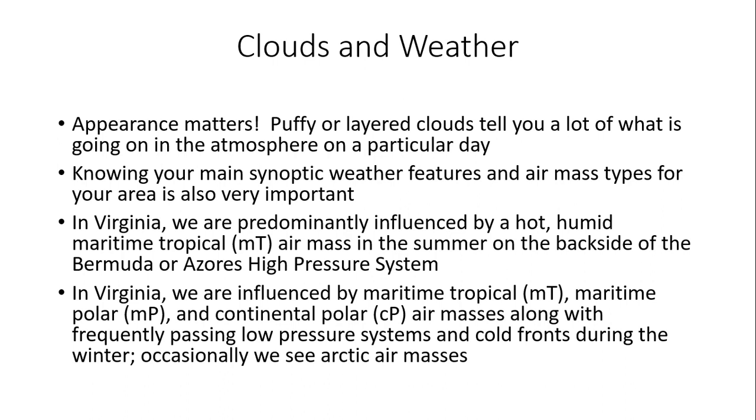Now in Virginia, in addition to the maritime tropical air masses, with the hot and humid air in summer, we also see maritime polar air masses and continental polar air masses in the wintertime. Additionally, we see a lot of frequently passing low pressure systems along with frontal boundaries. I put cold fronts on here, but we do see warm frontal passages quite a bit during the course of the year across Virginia. Occasionally, we will see Arctic air masses intrude. Continental Arctic air masses move in as well. Those are the extremely cold and very dry air masses.